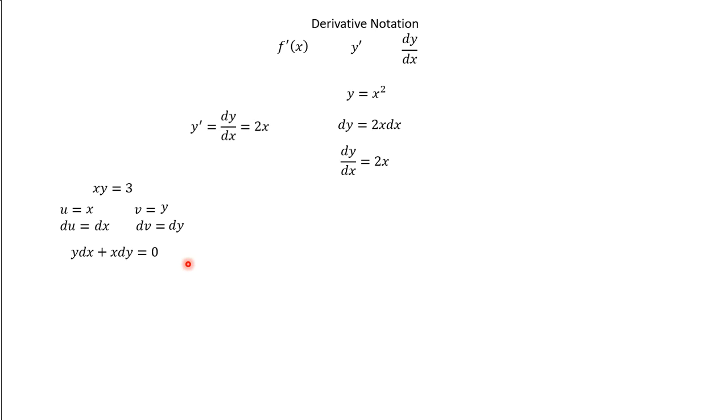Now we need to get all the dx's over to one side of the equation, all the dy's onto the other side of the equation. So here's the only dx. We're going to subtract this over. So we get x dy equals negative y dx. Then we're going to divide. We want dy over dx, so the dx comes this way. And we're going to divide by x to get dy over dx equals negative y over x.